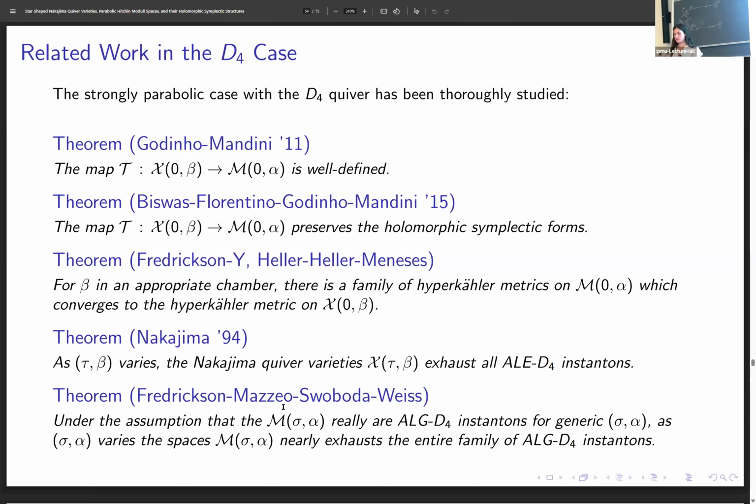And then Fredrickson, Mazzeo, Swoboda, and Weiss are working on proving a similar theorem for the Higgs bundle moduli spaces. They're partway there. They have part one of a series of papers which should achieve this. Currently, there are details that remain. But the point is that you have to vary tau and sigma in order to get the full class of ALE and ALG spaces. So the strongly parabolic case is not enough to cover the full moduli spaces. So that's part of why I care about the weakly parabolic situation.